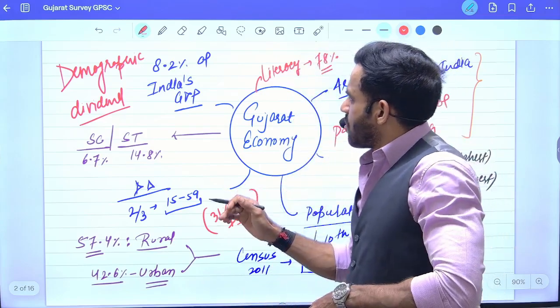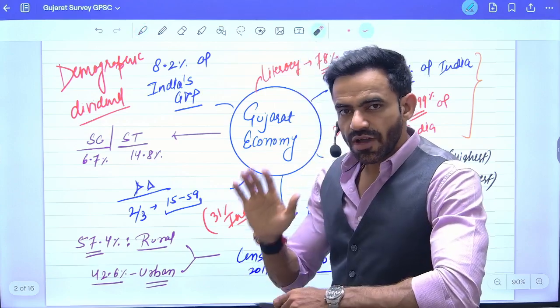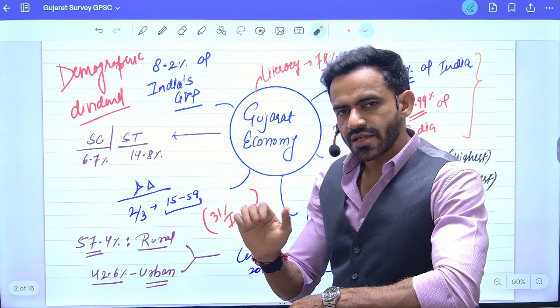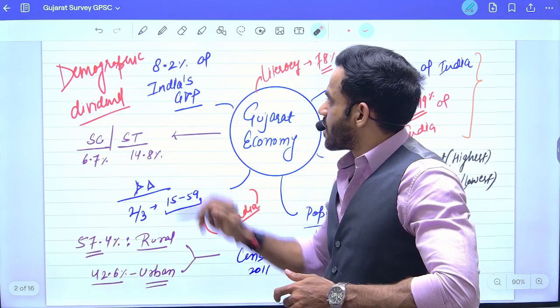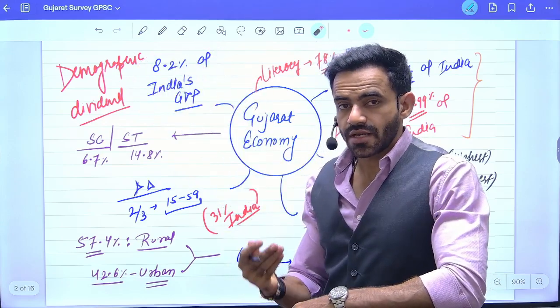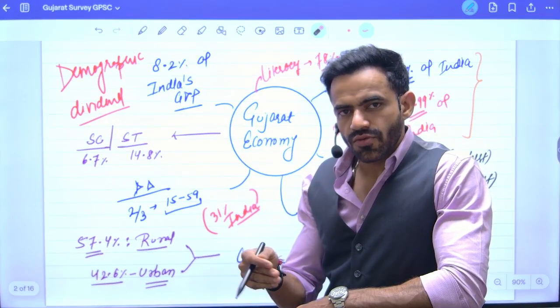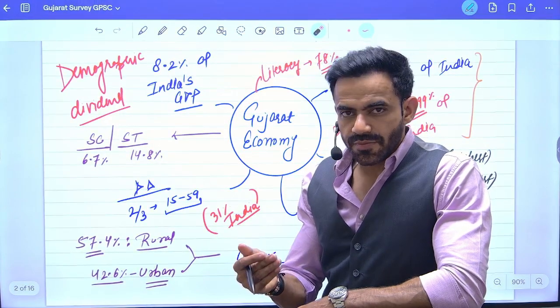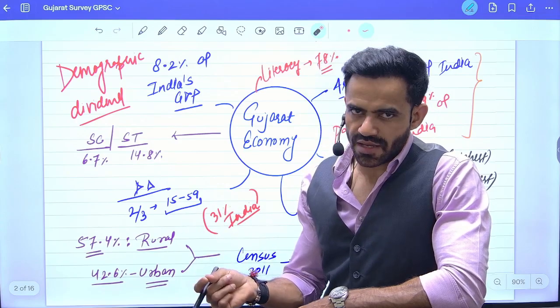Okay, now Gujarat, even though it has 5% population of India and 6% area of India, contributes roughly 8.2% of India's GDP. That means, understand this point carefully, the contribution of Gujarat in India's GDP is higher than its contribution in population of India.